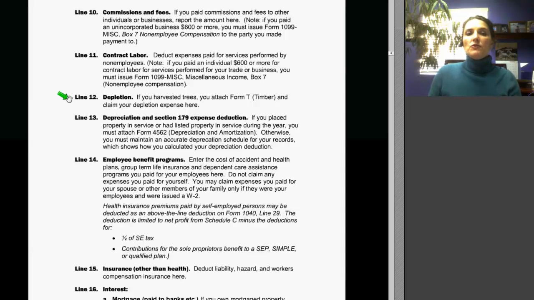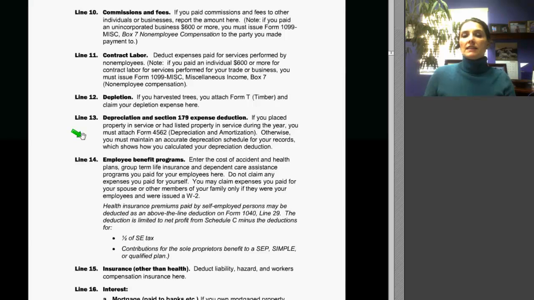Line 12 is for depletion. If you harvested trees, you must attach Form T for timber and claim your depletion expense here. But I did want to point out that this is if you are basically in the lumber industry. You do this on a commercial basis. If you're just an independent owner of some land and you have some timber on the land and you have a company come in and cut it down and sell it, you're not in the business of timber. You're selling off a capital asset that you own, and that capital asset sale is reported on Schedule D, and no Form T is required. So Form T relates to income reported on Schedule C for a person who is actually in the business of commercial logging.